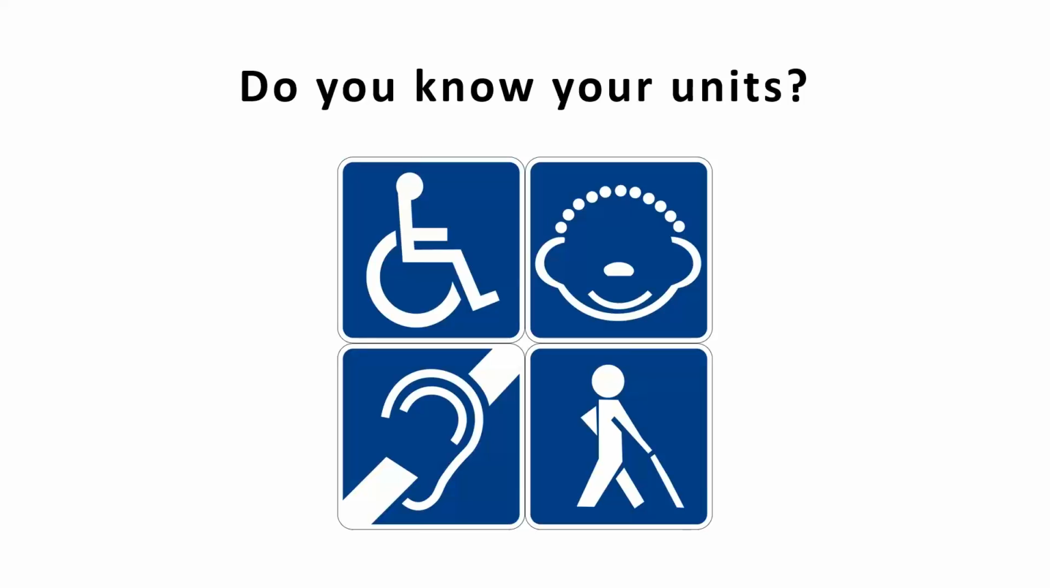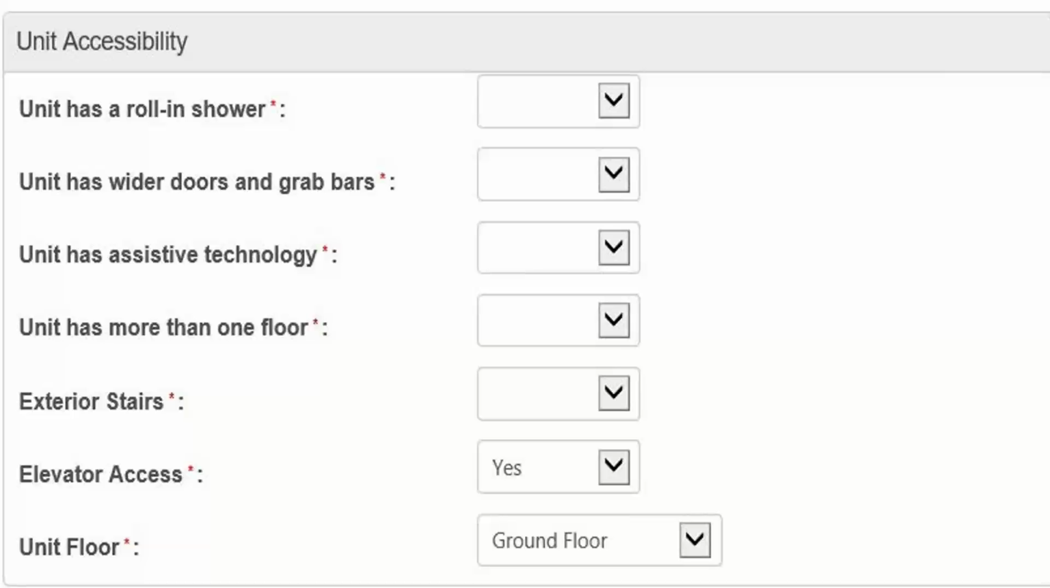As part of the referral process and the vacancy process, you need to make sure that you're knowledgeable about your unit. Does your unit have a roll-in shower? Does it have wider doors and grab bars? What about assistive technology, or is it more than 1 floor? Meaning, are the bedrooms upstairs? Exterior stairs. Are there stairs outside of the unit to get to the inside of the unit? Does the property have an elevator, and if so, what floor is the unit on?